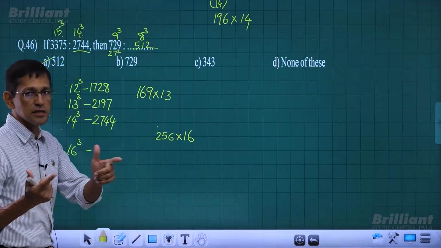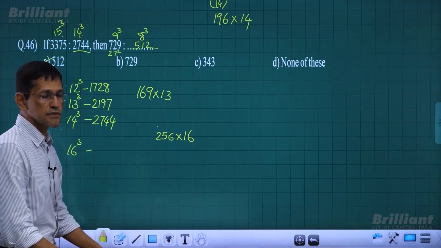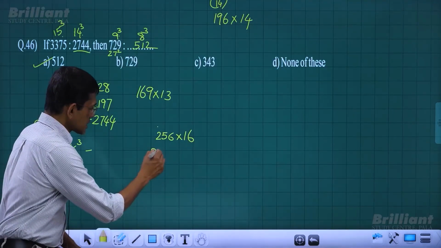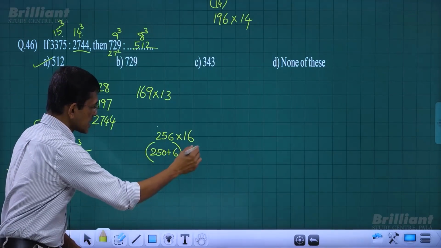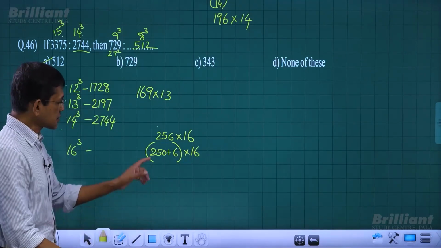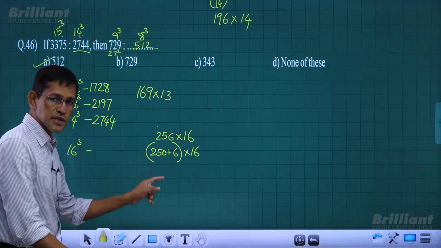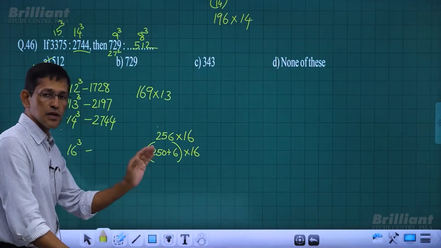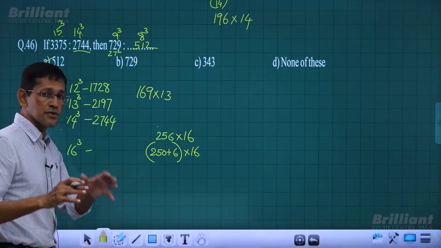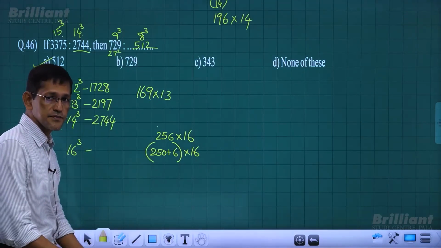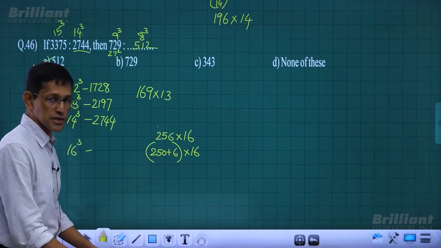If you have a calculator, that's easy. But in a competitive exam, you are not allowed to have a calculator. So I take it this way for mental calculation: 250 plus 6, into 16. We know that 250 plus 250 is 500, and 250 into 4 is 1000. So that's a round figure. It's pretty easy for us to deal with these round figures. So 250 into 4 is 1000.